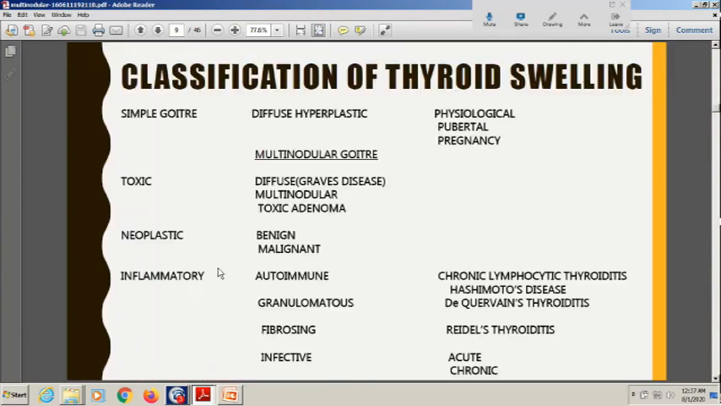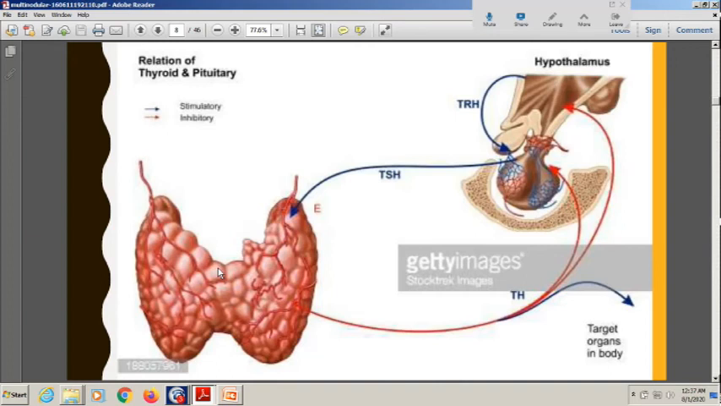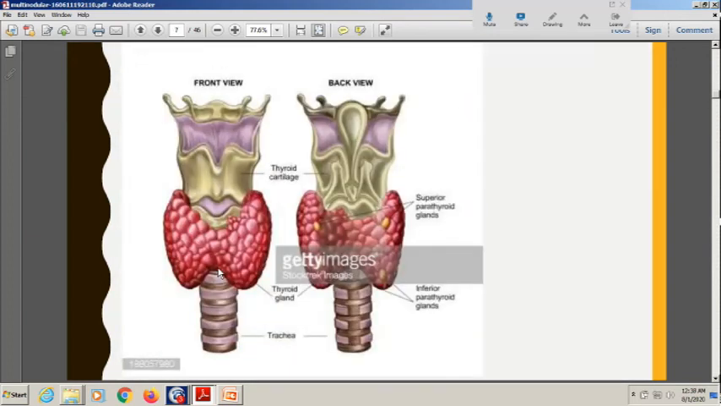So what happens in a subtotal? In a subtotal, we are just saving that 8 grams, which is approximately our thumb size, to save the parathyroid gland. In a subtotal, we remove both lateral lobes, right and left, and just retain this part, and we also retain the isthmus part.